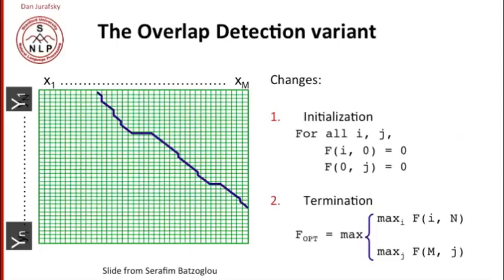And now for our termination condition, we're going to look, not from the upper right corner, because we're allowing a match not to go all the way to the edge, but we'll find the place along the final column or the final row where we have the maximum value, and we'll trace back from there. So in this case, our maximum value is here in this last column, and we'll trace back from there.